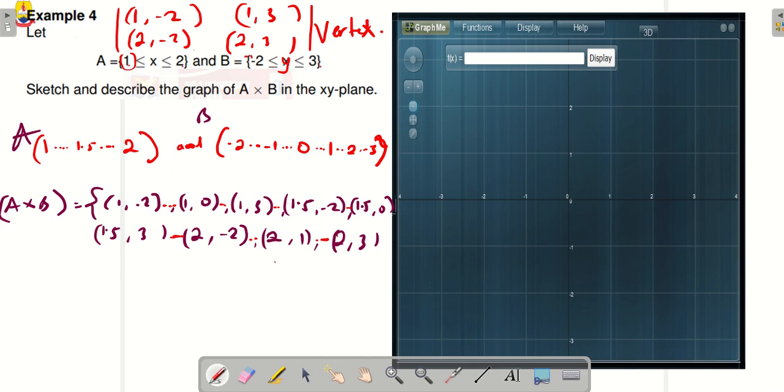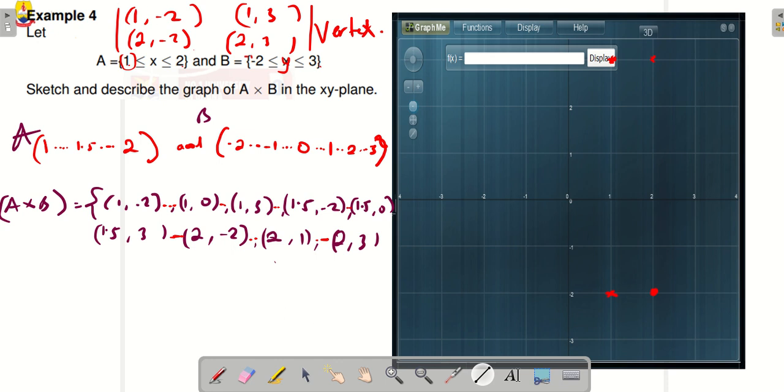So if I want to plot, let's plot the vertex first. 1, -2 will be here. Then we have 1, 3. 1, 3 will be somewhere here. Then we will have 2, -2. 2, -2 is here. Then finally we have 2, 3. So 2, 3 will also be here. Then after that we can join with a straight line.